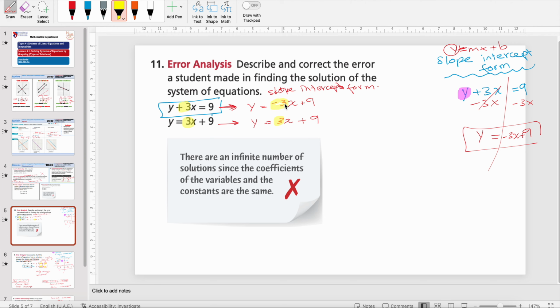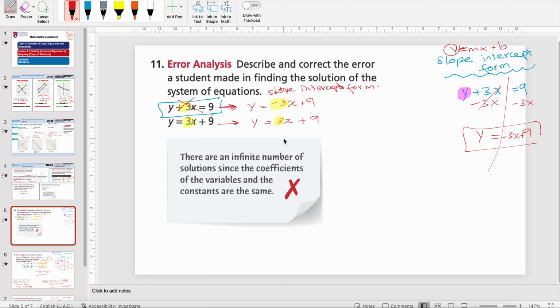The slope is negative 3. Okay, so this is wrong. You have to rewrite your equation in slope intercept form in order to see the slope correctly. Otherwise, that's not the slope. It's not clear. It's not correct. You have to put it in the form that will tell you, okay, here is the slope. That's why the slope became negative, because you have to take it to the other side, okay?